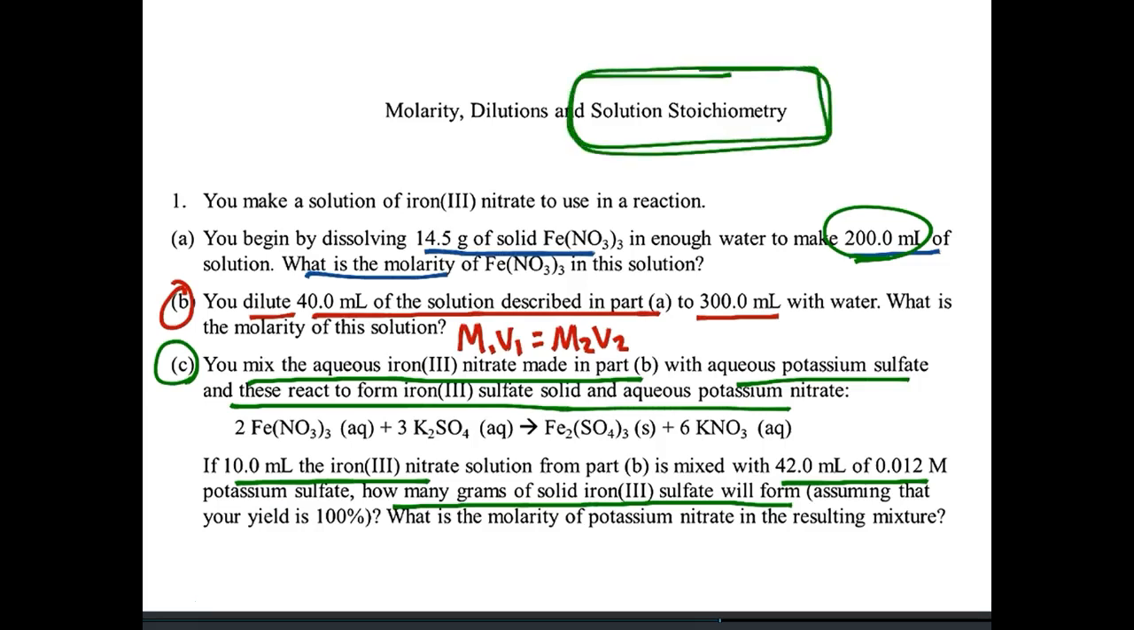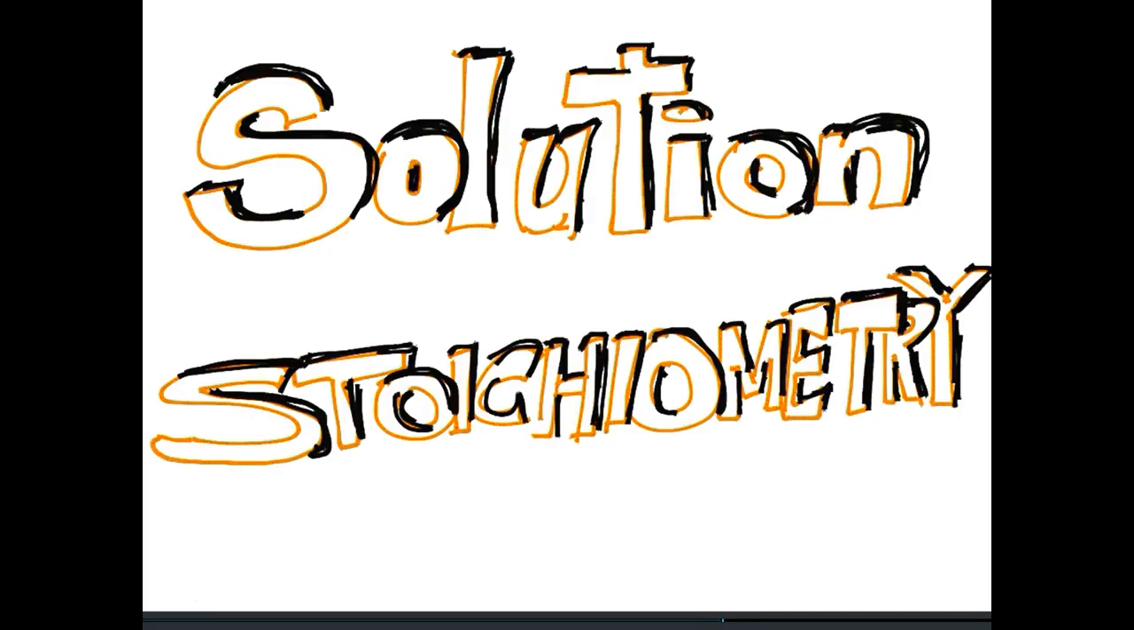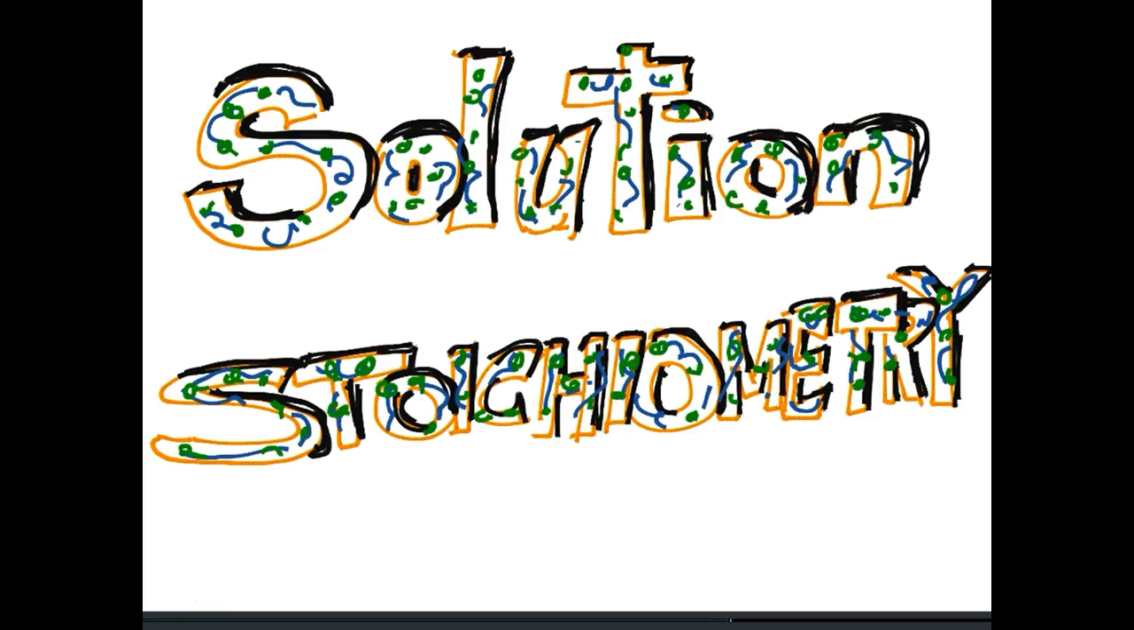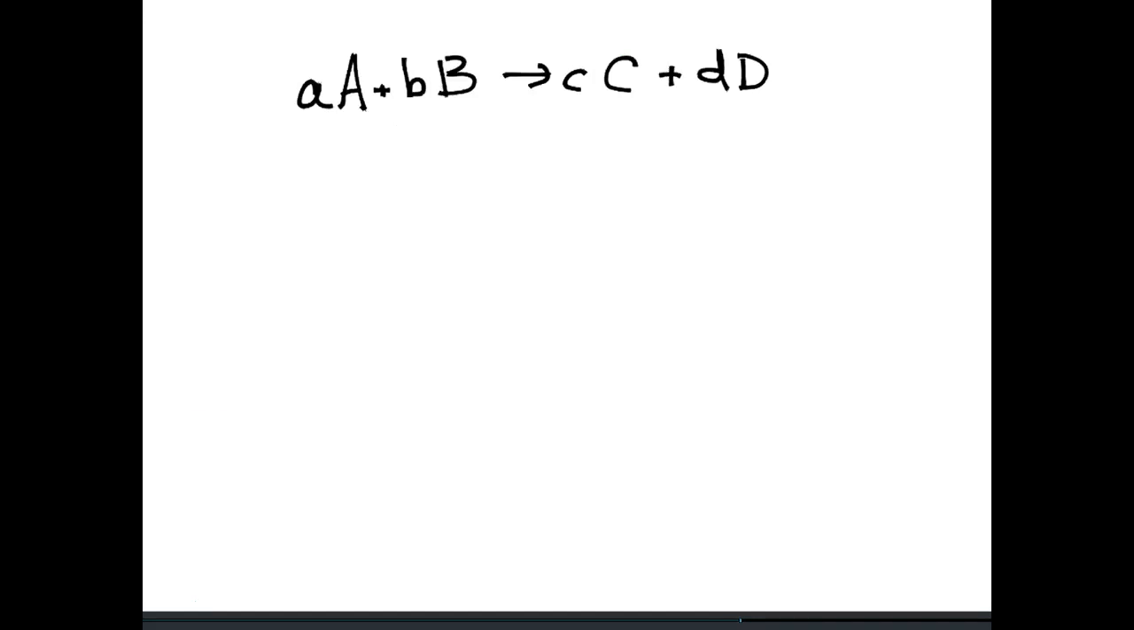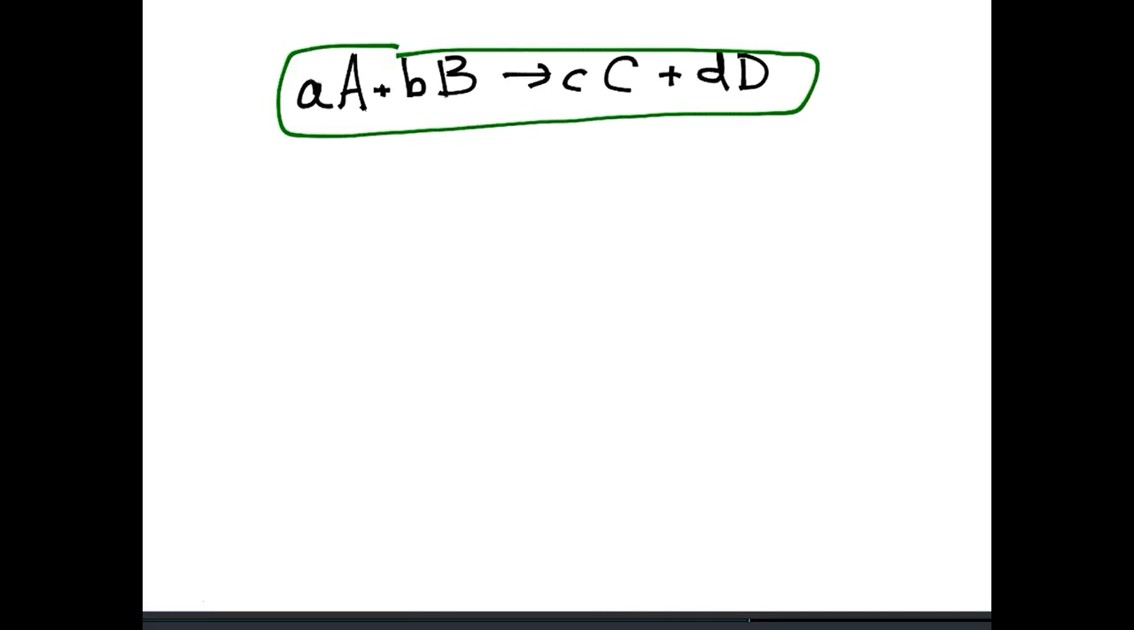Here it's the same stoichiometry you learned in the last chapter, but we're adding in molarity to the different tools in your tool chest that you can use. So I want to have a little side note here about solution stoichiometry. In all the flowcharts that we've been using from the textbook, we always have this generic reaction, with lowercase letters being the stoichiometric coefficients and the uppercase letters being the reaction components. So this is my generic reaction.